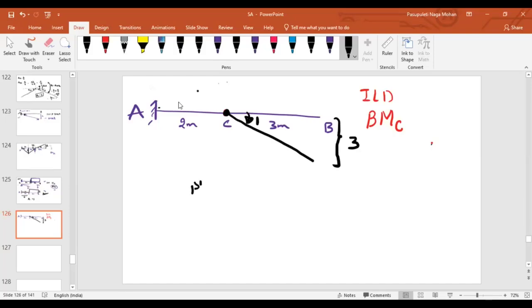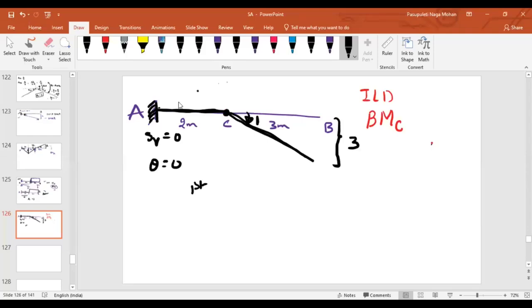First problem is that, see the support A. Will it allow any vertical deflection? 0. Will it allow any rotation? No, 0. That means the member AC will neither deflect nor rotate. It will simply move in the horizontal only. Then whatever the rotation will be there, that will happen in the part CB only. That is unit rotation. And this is the deflected shape.